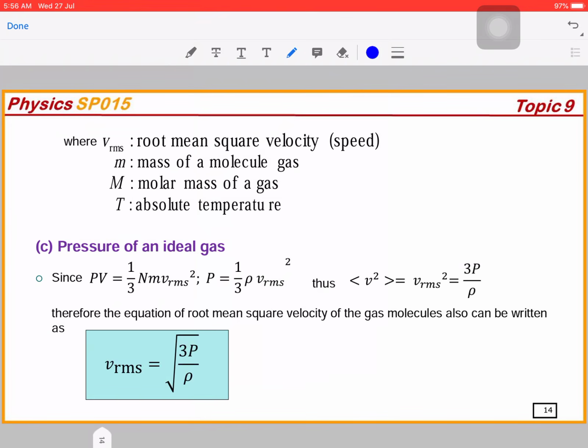Okay, next, pressure of an ideal gas. Since PV equals 1 over 3 nm Vrms squared, and P equals 1 over 3 rho Vrms squared, thus mean square velocity, which equals Vrms squared, equals 3P over rho. Okay, so we will have this one. So for Vrms, we square root both sides, because we want Vrms only. Okay, we will have Vrms equals square root 3P over rho.